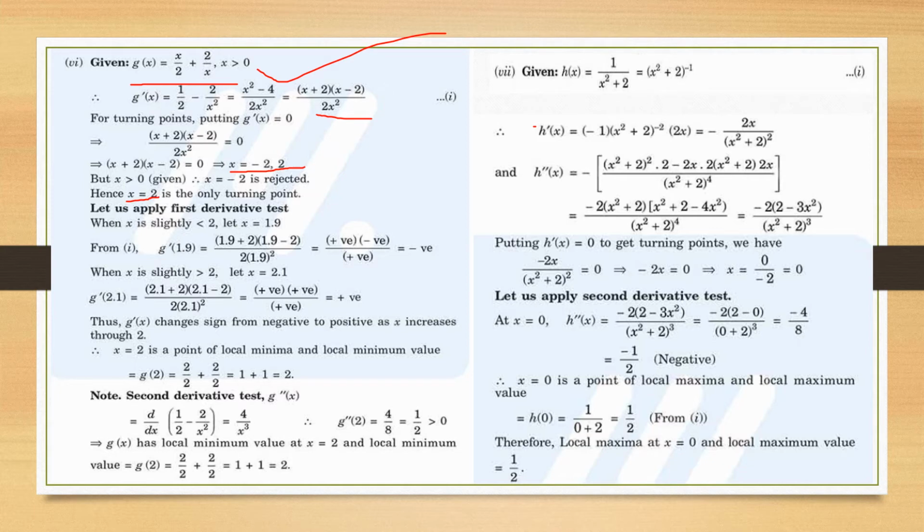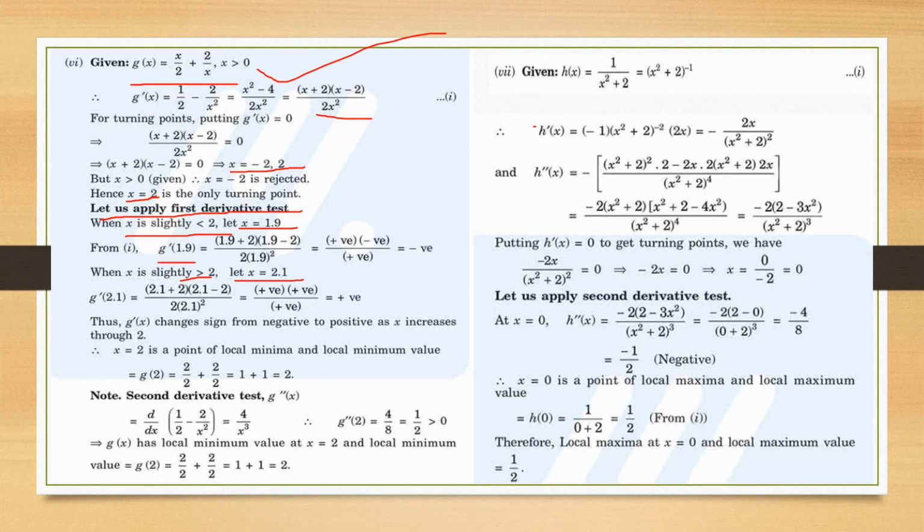Now I'll apply the second derivative test. But the second derivative test I'm not going to apply, as I have to take the derivative again here, which is going to be quite tedious. I have to again apply the quotient rule. So it's better, let us see how to apply the first derivative test. So I have to pick up two numbers. One is less than 2, say 1.9, and one is 2.1.